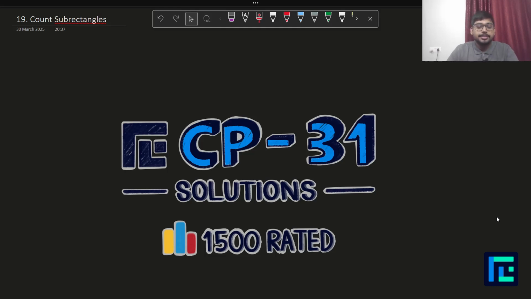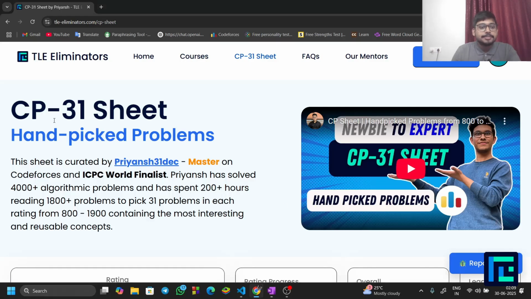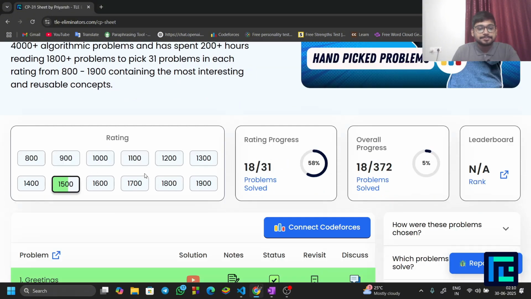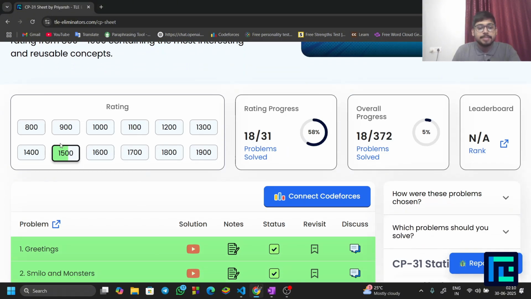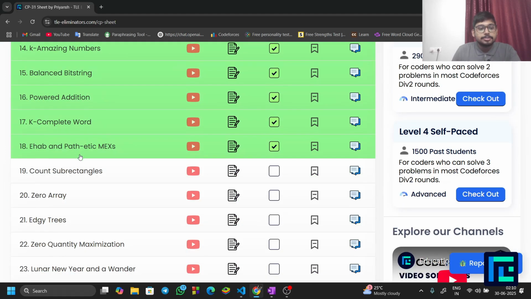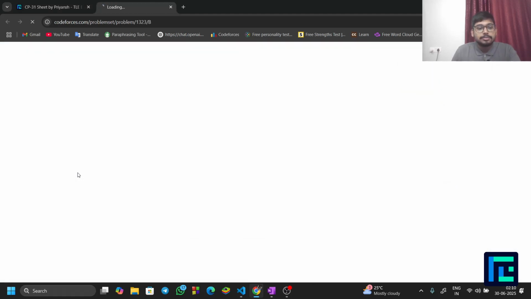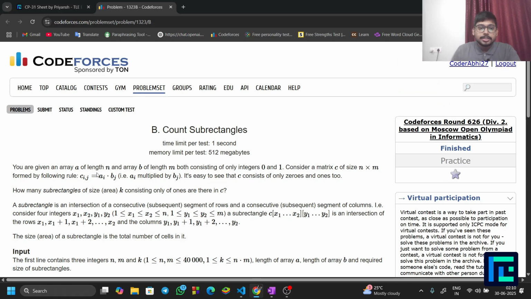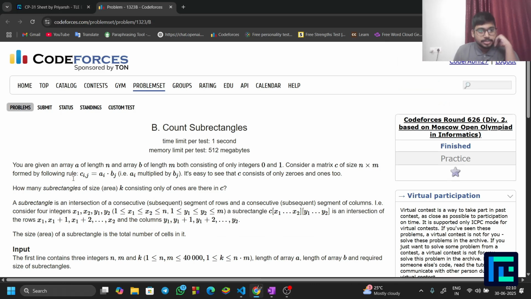We'll be looking at the problems under the 1500 rated problems. Let's begin. We'll move on to our CP-31 sheet. We can see that the 1500 rating mark is checked. Let's move on to the 19th problem, which is Count Subrectangles. So let's read the problem statement first.